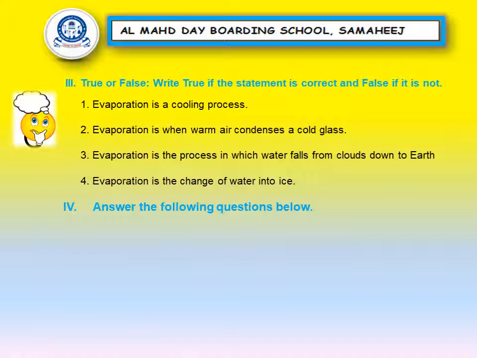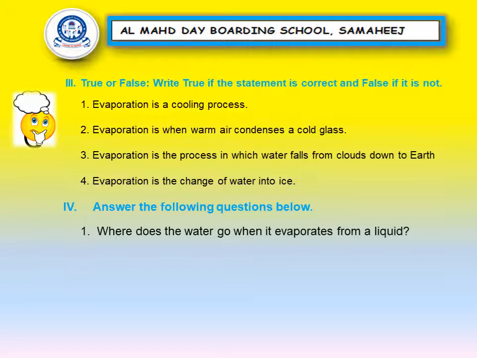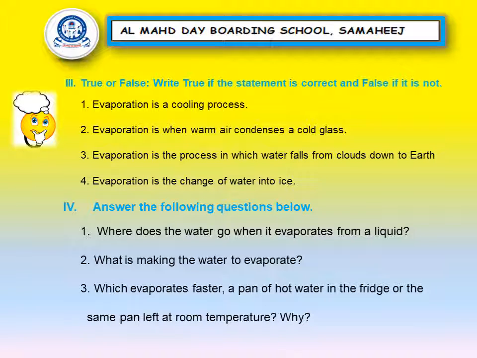For the last part of Assessment number 2, you're going to answer the following questions below. Number 1, where does the water go when it evaporates from a liquid? So when the water evaporates from a liquid, where will it go? Number 2, what is making the water evaporate? And number 3, which evaporates faster: a pan of hot water in the fridge or the same pan left at room temperature, and why? So that is for Assessment number 2.